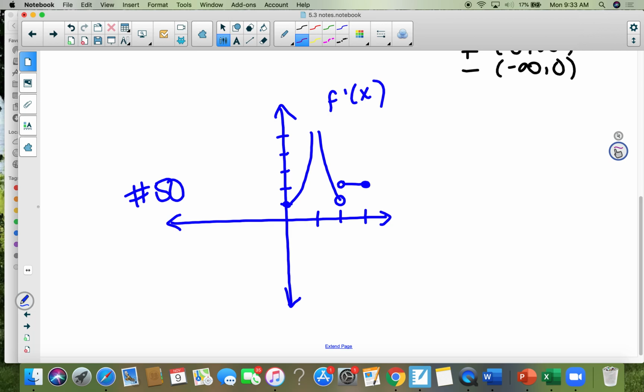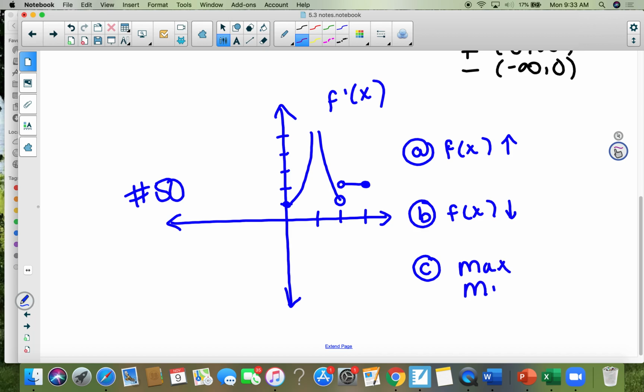So we're going to go through A, where is the original graph increasing? B, where is the original graph decreasing? And C, are there any maximums or minimums? So you have to check all these. Okay, remember that this is a derivative graph, so all of these are above the x-axis. So it's increasing from 0 to 3. There is none for B. None of it is below the x-axis.